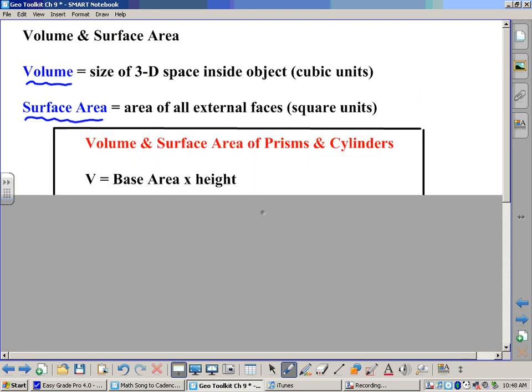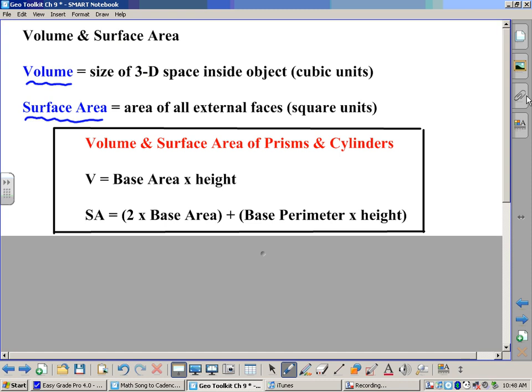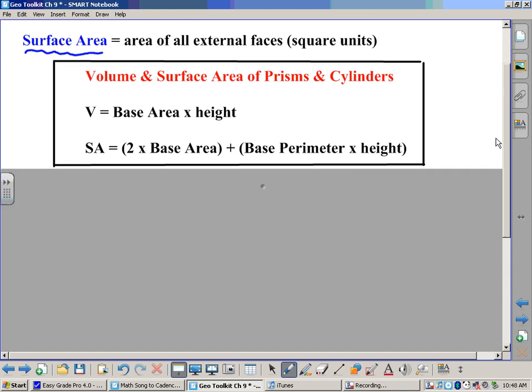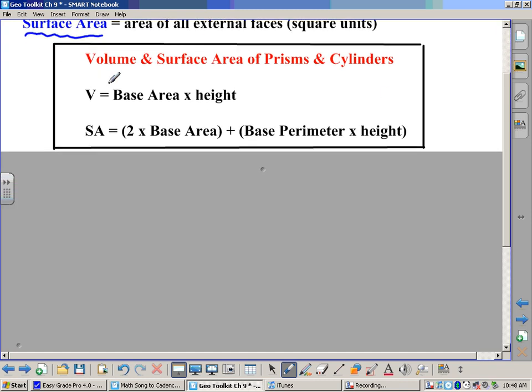There's two formulas that we're going to be working with, so take a minute and get these into your toolkit. The first formula has to do with volume, and that's the area of the base times the height. And the second one for surface area is 2 times the base area plus the perimeter of your base times the height. And keep in mind this works only with prisms and cylinders. It doesn't necessarily work for any other objects here, so I just want to make that clear as well.